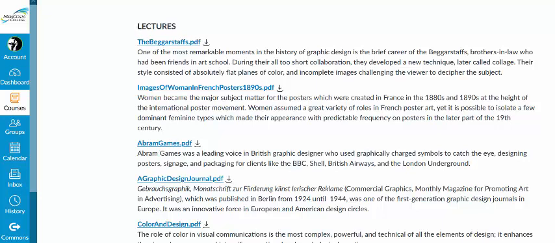Have a look at this week's lectures. The first is on the Beggarstaffs, who collaborated and developed a new technique later called collage. Also, look at images of women in French posters. Women became the major subject matter in posters and assumed a great variety of roles in French graphic design.